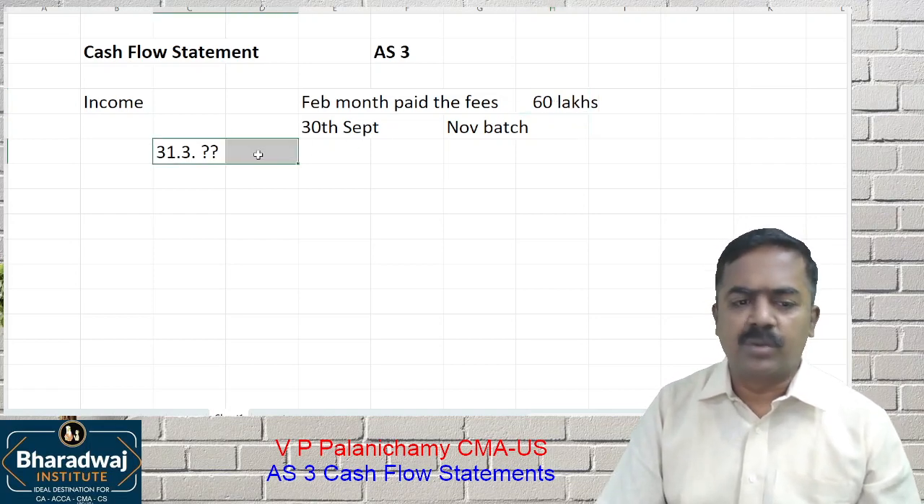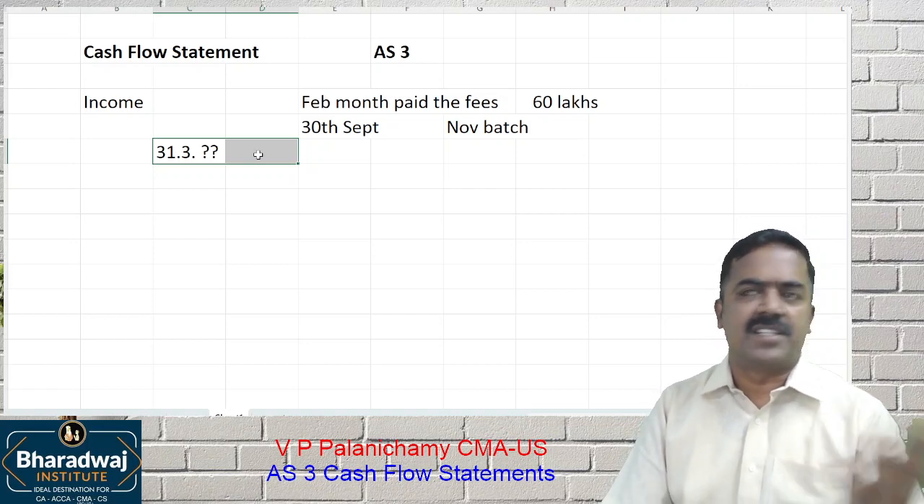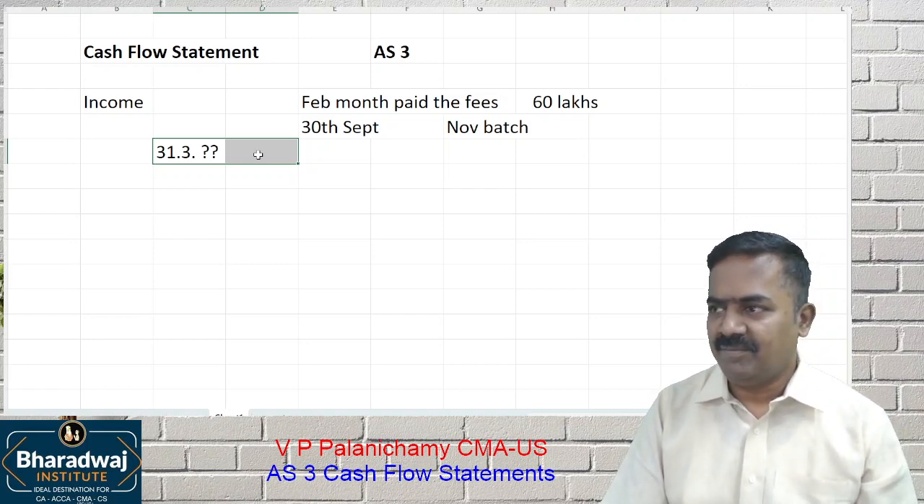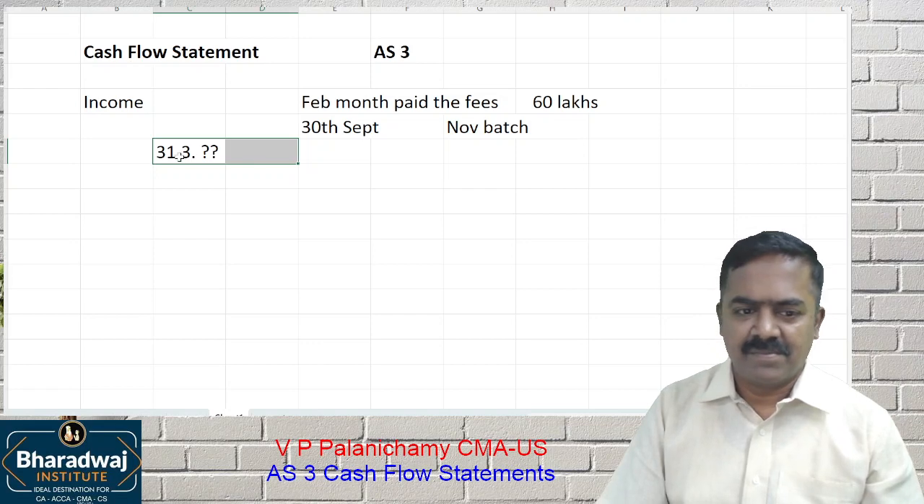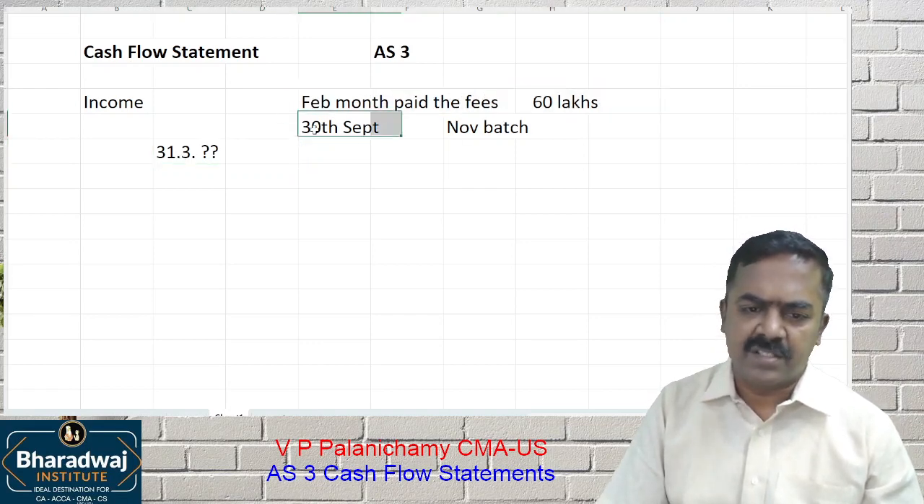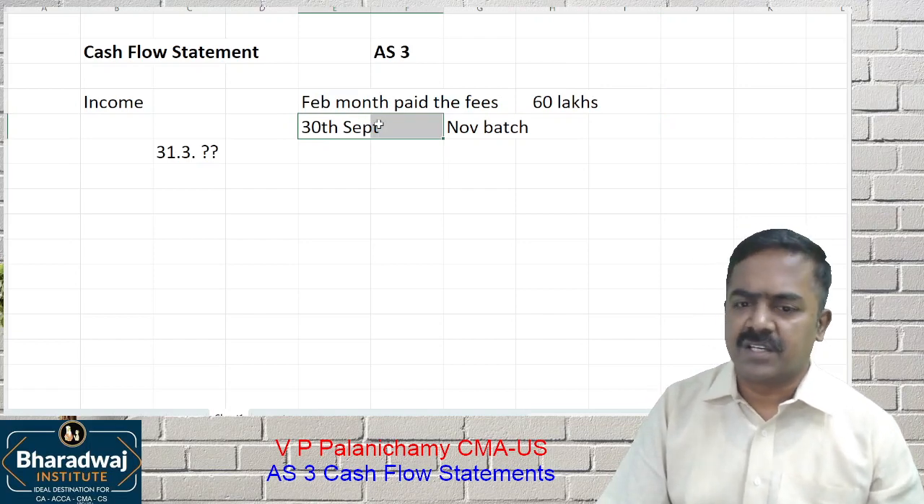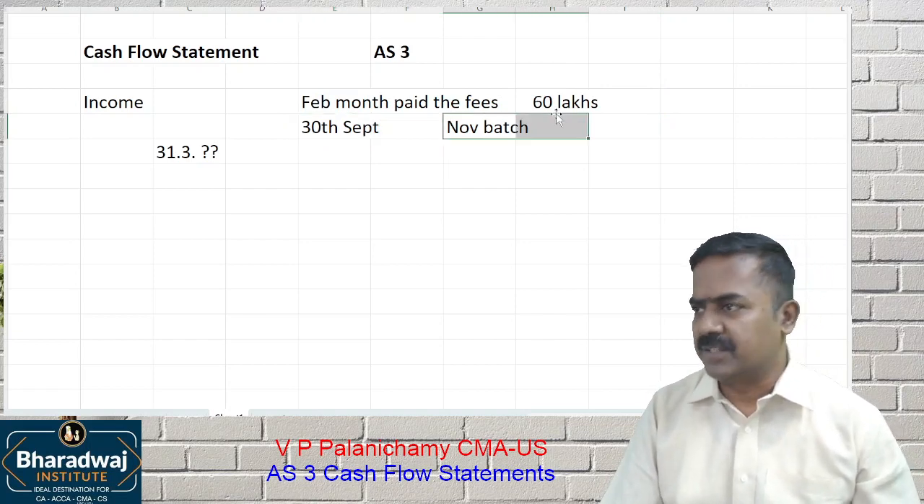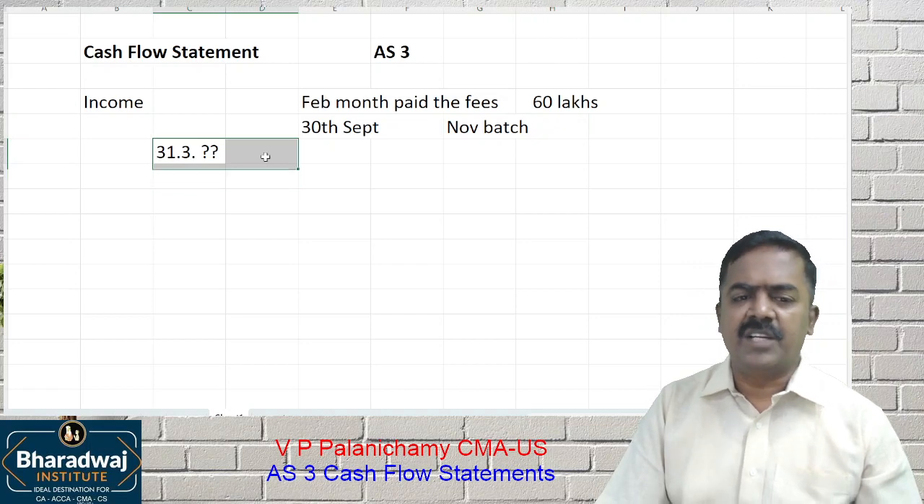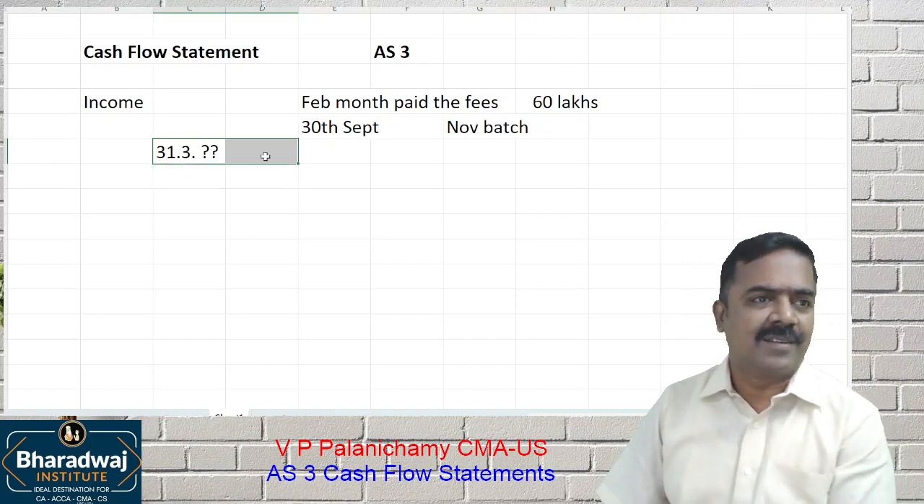Now, will I have to include this as income for the current year, or should I include this as income for the next year? On 31st March we are closing the accounts. In February itself, all students have paid the fees, and on 30th September the coaching class gets over. It's for the November batch. On 31st March, should I record the income or not?